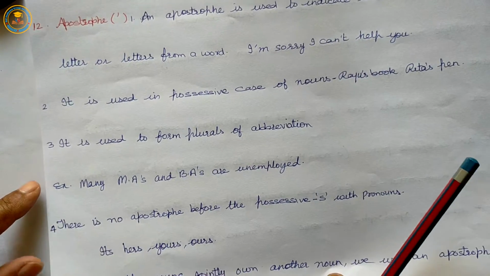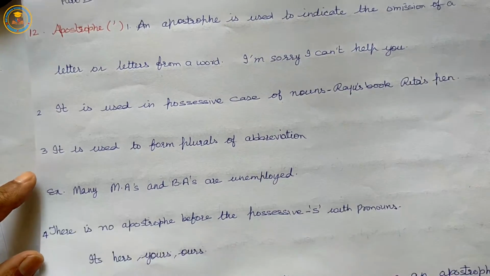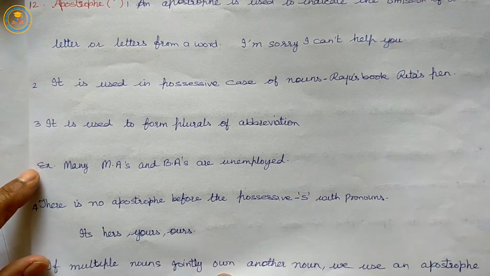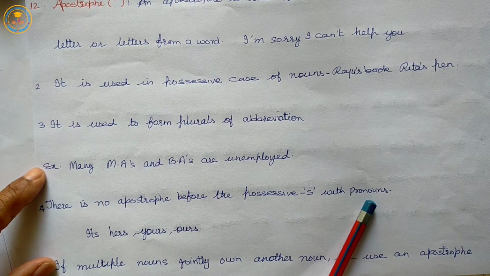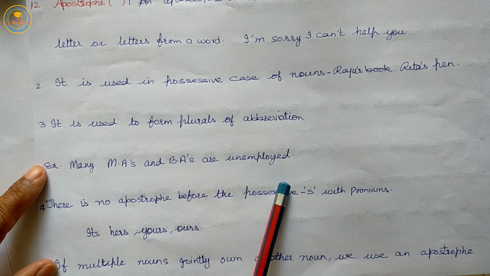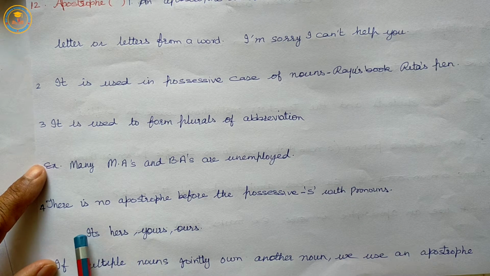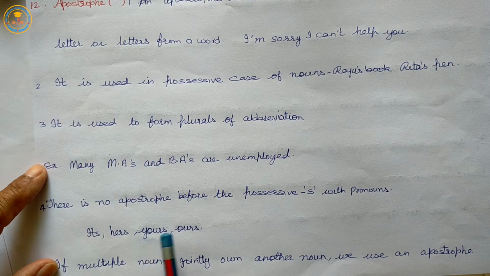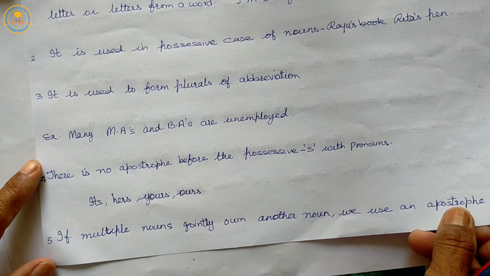There is no apostrophe before the possessive S with pronouns. Example, its, hers, yours, ours. So we don't use an apostrophe with the possessive S with pronouns.